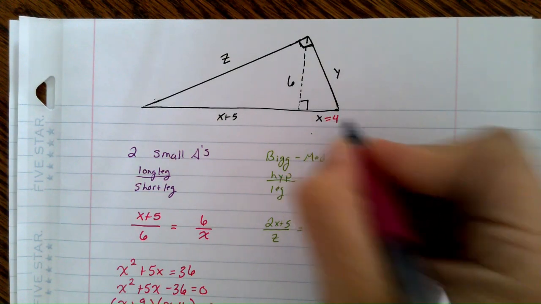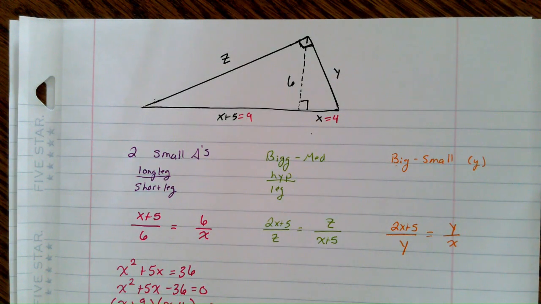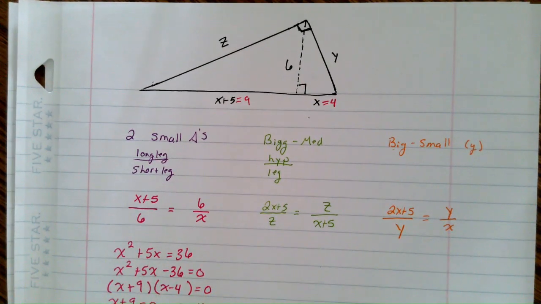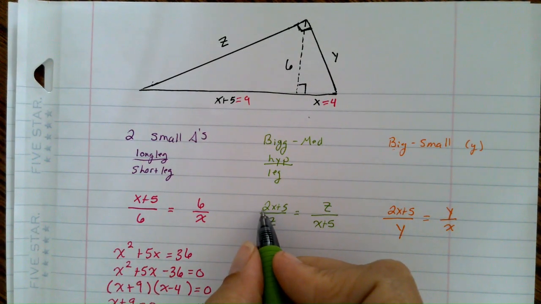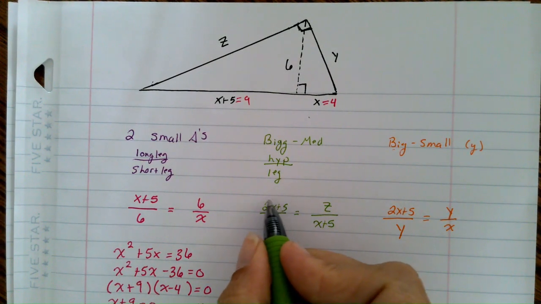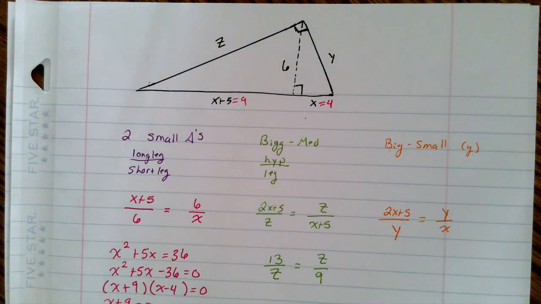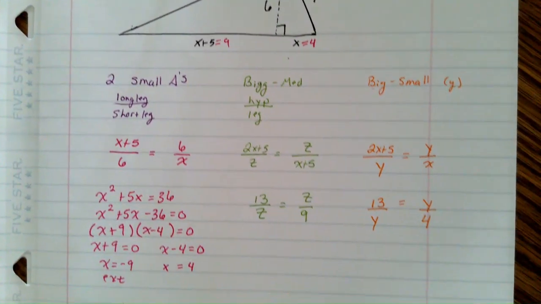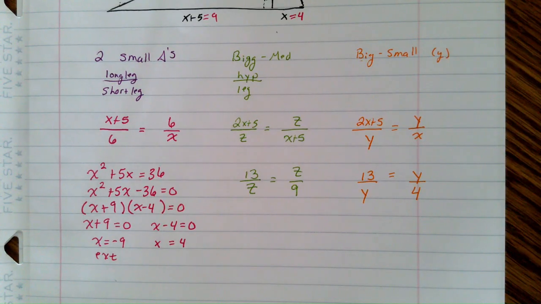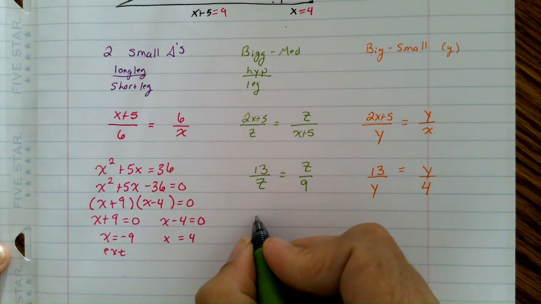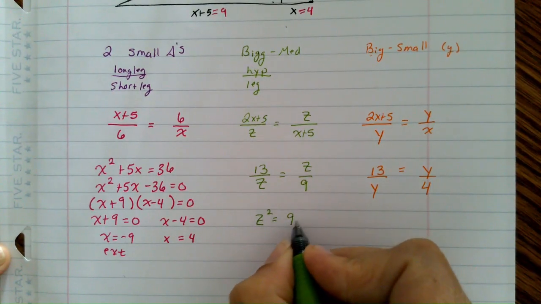So if x equals 4, this equals 9. That helps us out because now if x is 4, 2 times 4 is 8, plus 5 is 13. And 4 plus 5 is 9. And in orange, we'd have the 13. And we'd have just the x. Okay, that cleans those two up so much because now we're down to a single variable. So we can cross product. Z squared is going to equal whatever 9 times 13 is.